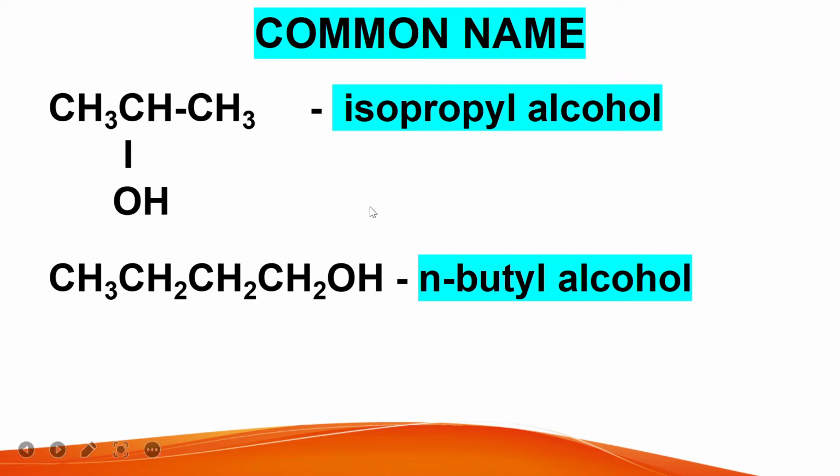Next, we have here the structural formula of N-butyl alcohol. This structural formula has a straight chain of carbon atoms, or it is in a normal or N position. And this has 4 carbon atoms. So, the name of the alkyl group is N or normal butyl. Then add the word alcohol, so the name of this alcohol is N-butyl alcohol.